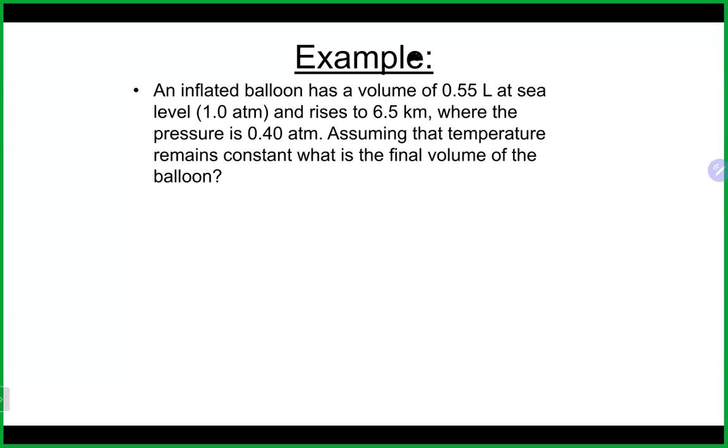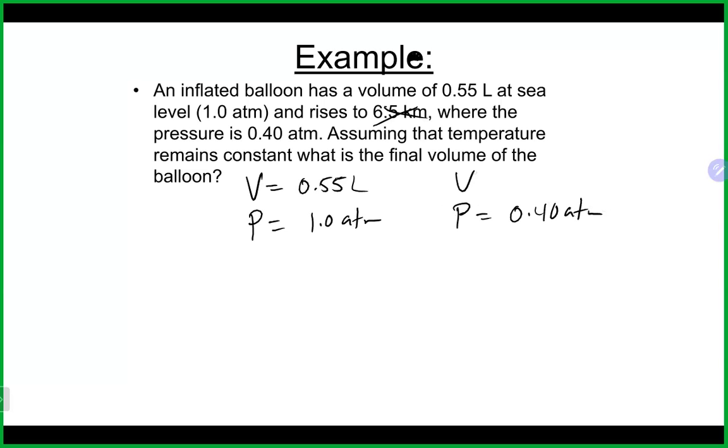Okay, so let's take a look at it. I would highly recommend as you go through these sort of gas law problems, it's really a good idea just to pull out the information and label them as to what they are. Are they pressures? Are they volumes? Are they temperatures? A lot of times you'll be able to kind of see the gas law that you would need to use. So here we have obviously a volume that is 0.55 liters. It is 1 atmosphere, which is a pressure. The 6.5 kilometers is just useless information in this particular problem. We have another pressure that is 0.4 atmospheres, and we are looking for a volume.